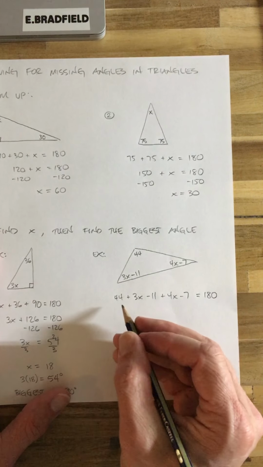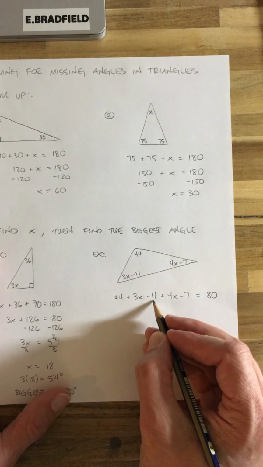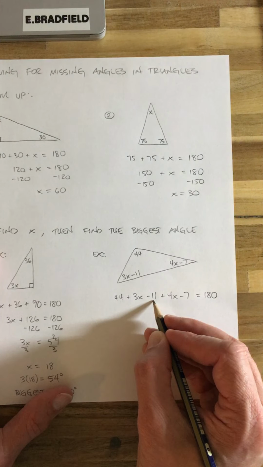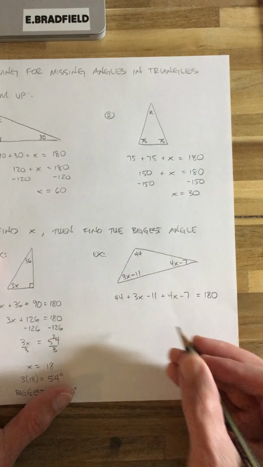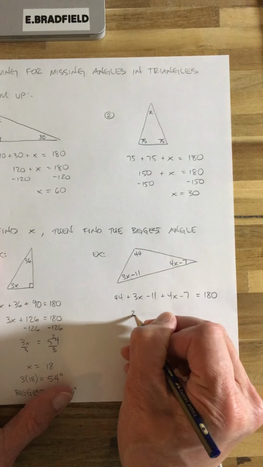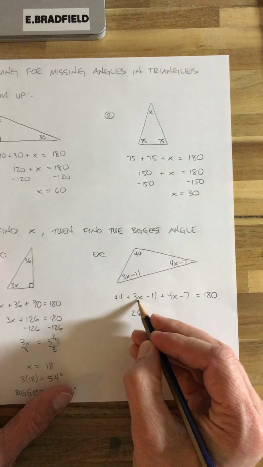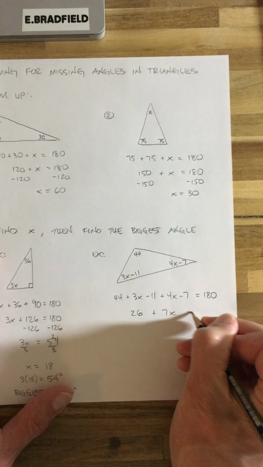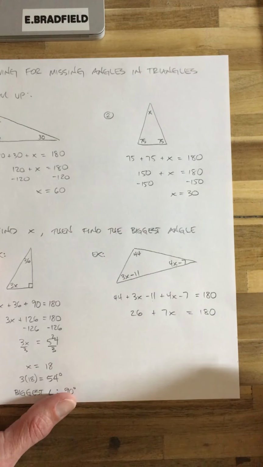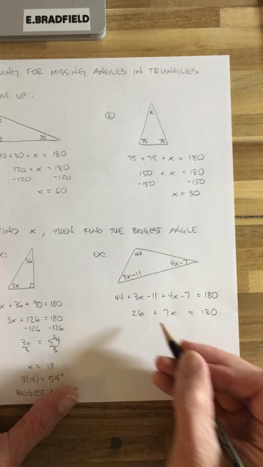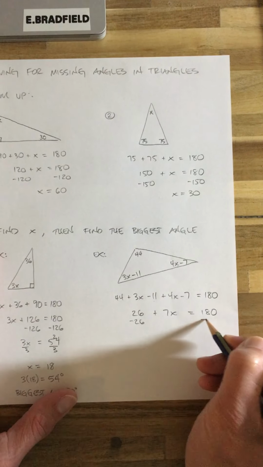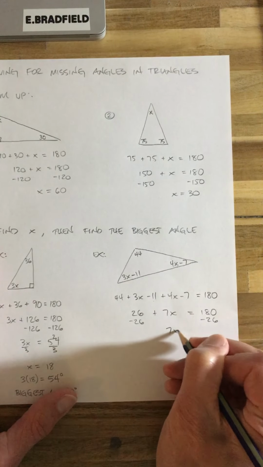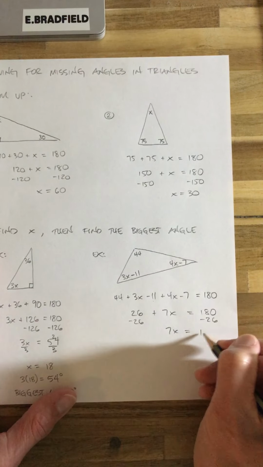Okay, and now we have 44 take away 11, that's 33. Take away 7, that's 26. Okay, so I have 26. Then I have 3x plus 4x, that's 7x. So plus 7x equals 180. Okay. All right, then we'll subtract off the 26 from both sides. We get 7x equals, what is this, 154.